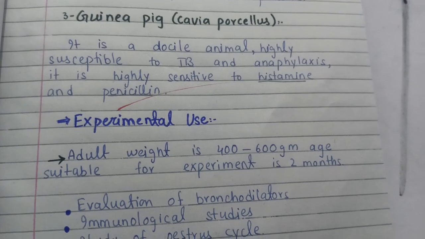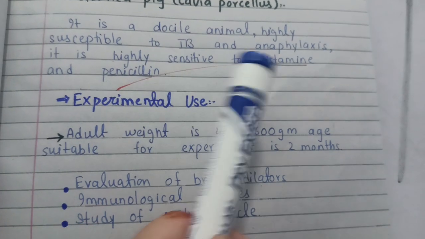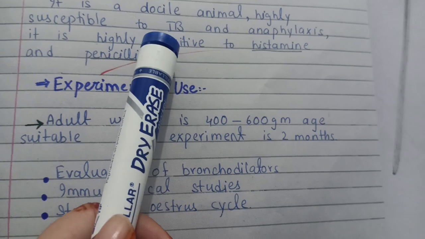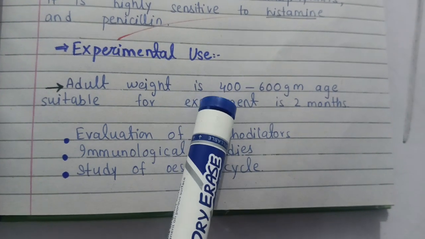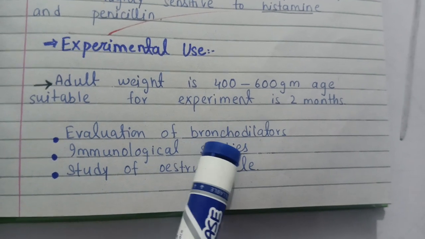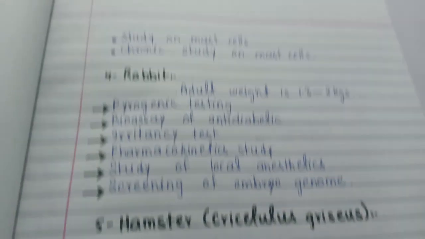Next animal is the guinea pig, and as we have explained, it is very sensitive to histamine and penicillin as well, and it is very good for TB and anaphylaxis. Average weight and age is given. It is good for bronchodilators and immunology or oestrous cycle study, as well as it is very good for the study of mast cells.